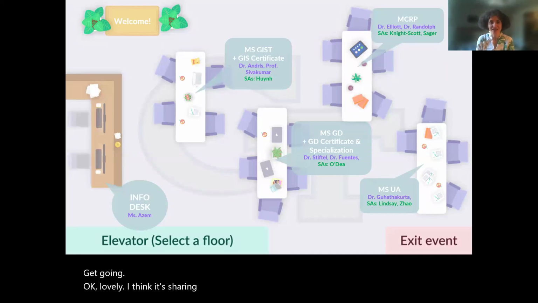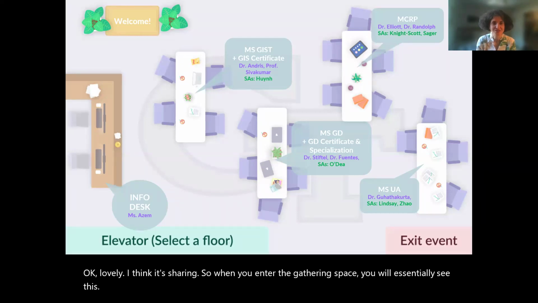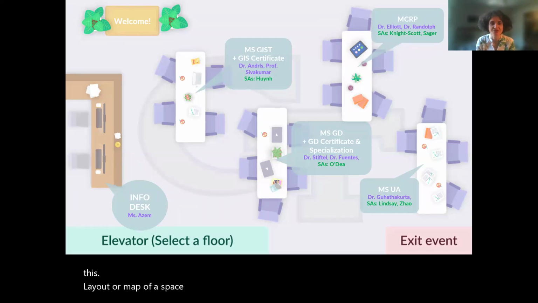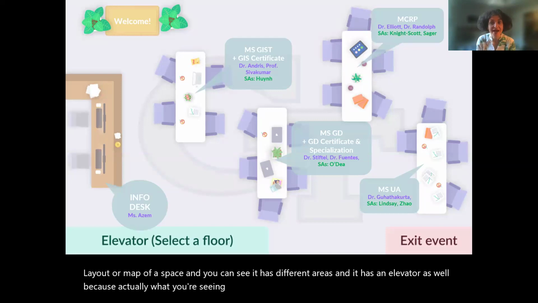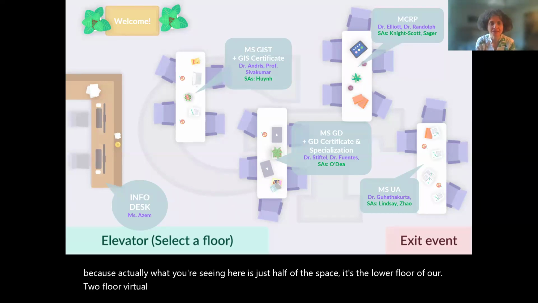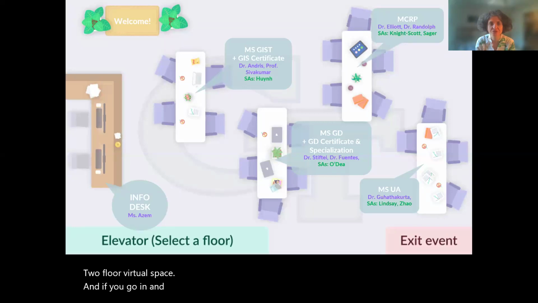So when you enter the Gatherly space, you will essentially see this layout or map of a space. And you can see it has different areas and it has an elevator as well, because actually what you're seeing here is just half of the space. It's the lower floor of our 2-floor virtual space.